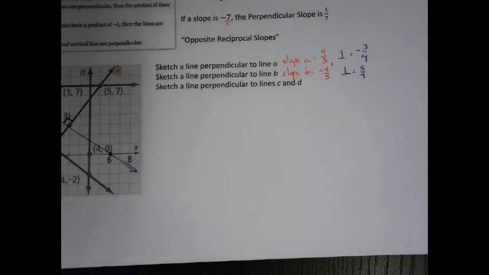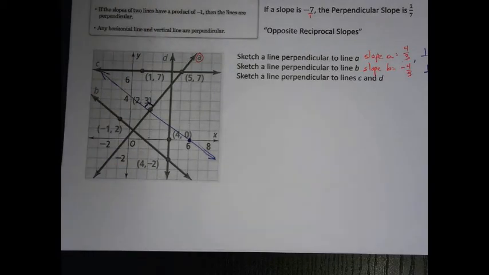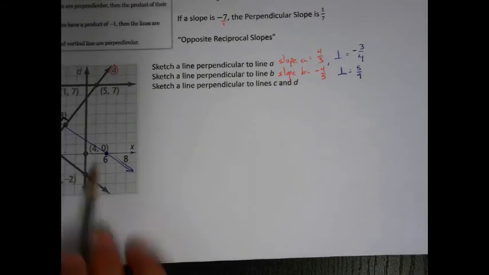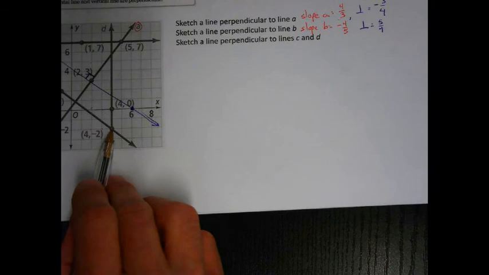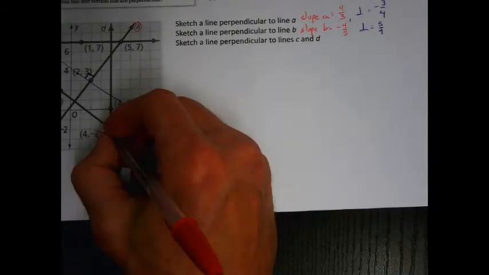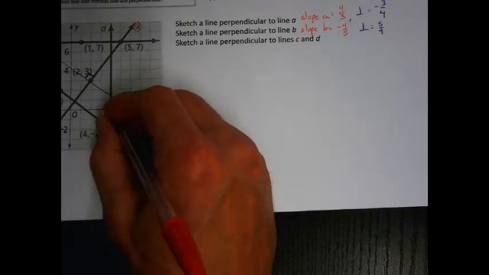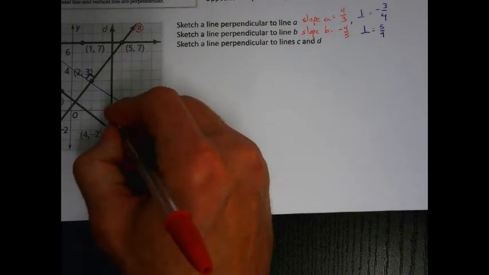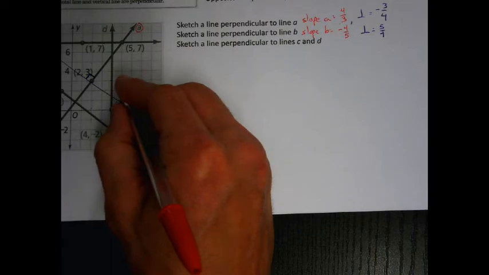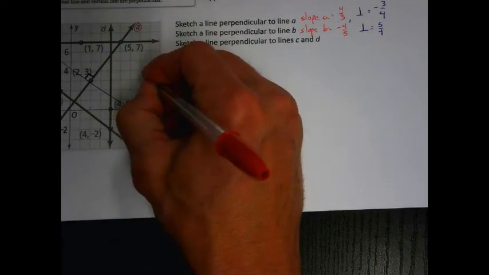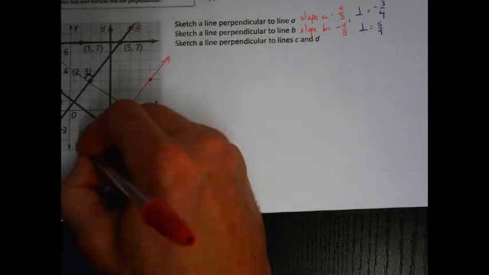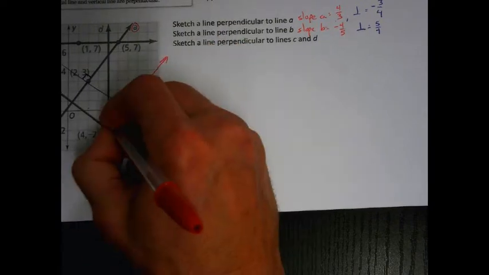Okay? So we're going to count a slope of 5 over 4 from any one of these points. Let me use the bottom point here. I'm going to count rise over run from this point. Positive 5 over 4. So up 1, 2, 3, 4, 5, and then right 1, 2, 3, 4. So from 4, -2 to my new point, because I counted a slope that is perpendicular to line B.